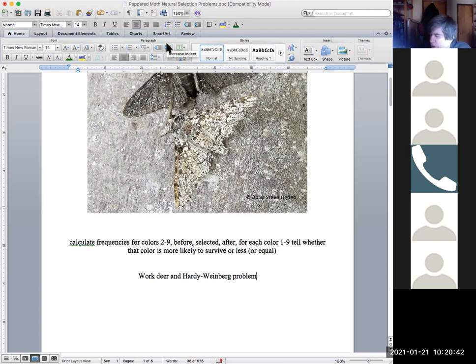For now, I just want you to calculate the frequencies for the rest of the chart, round off to the 3rd decimal place. So don't just truncate your answer, round off. And then at the bottom in that last cell, write down if that particular color is more likely to survive, less likely to survive, or if you find any that are just the same frequencies all the way through, you can say same or equal. Any questions?